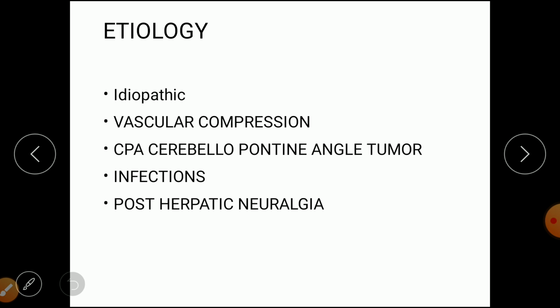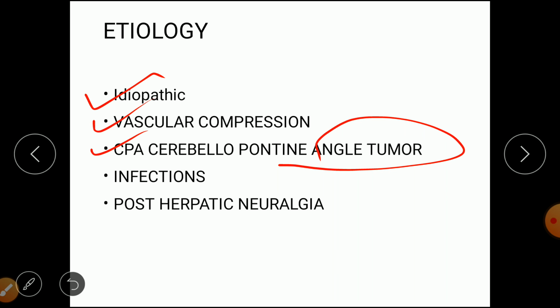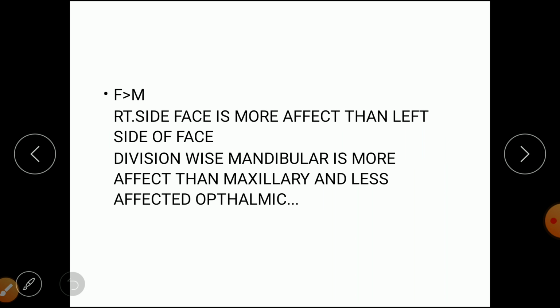Etiology: idiopathic, because the cause is generally unknown. Some causes are vascular compression, cerebellopontine angle tumor, infections or post-herpetic neuralgia. These are some causes generally responsible for trigeminal neuralgia. Epidemiology: females are more affected than males, and the right side of the face is more affected than the left side.